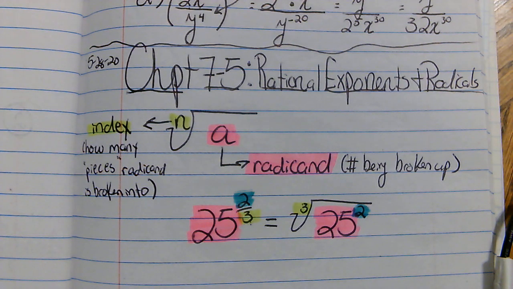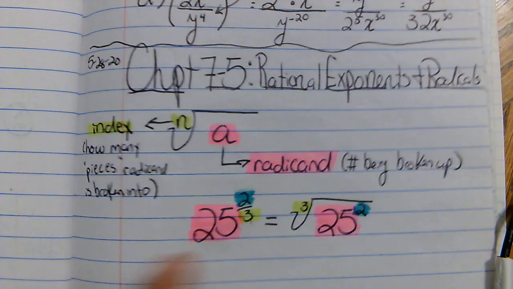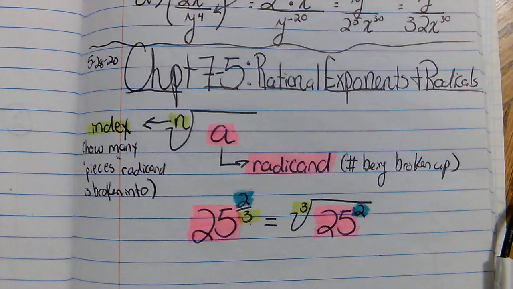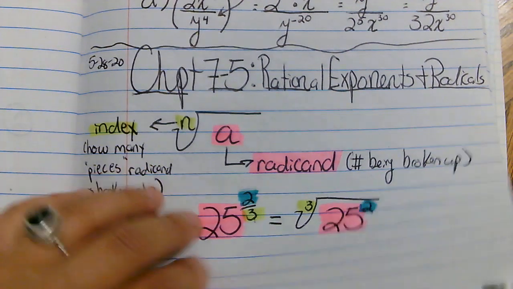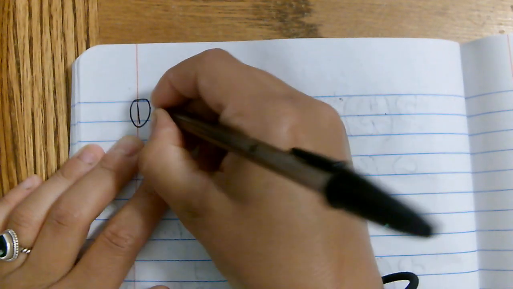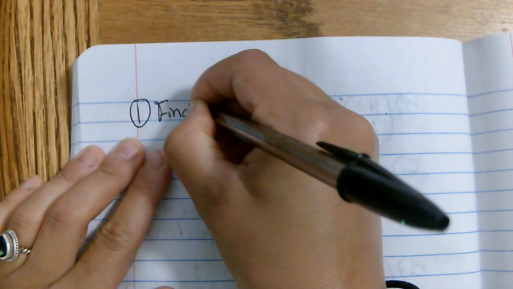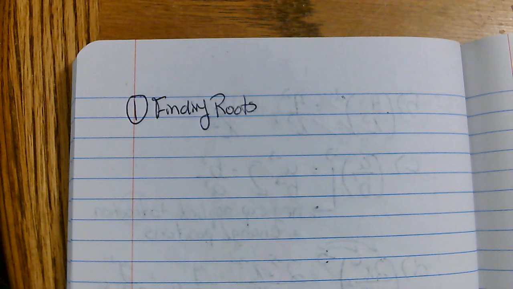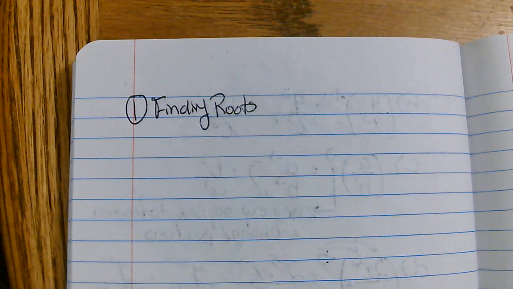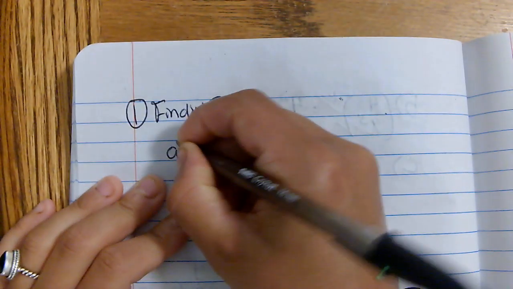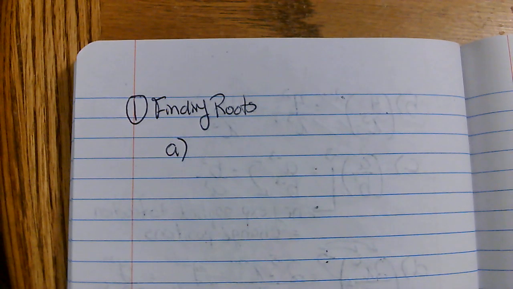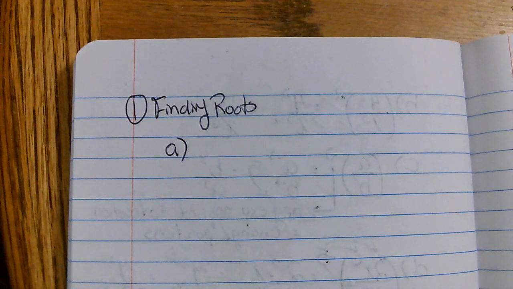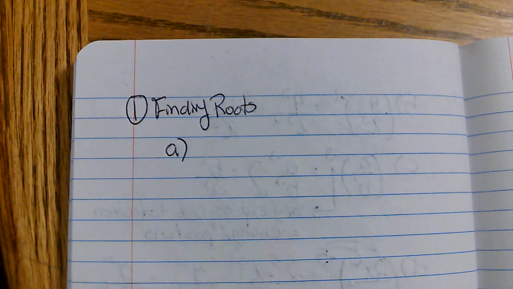So, first thing we're going to do, we're just going to practice a couple of these guys, and then we will get into some more complicated stuff. All right, here we go. So, I'm going to go to the top of a new page. I'm going to put a 1. And the first thing we're going to talk about is finding roots. Okay. So, first one we're going to write down is this. Let me move my chair over a little bit. Move this a bit closer. There we go. All right.